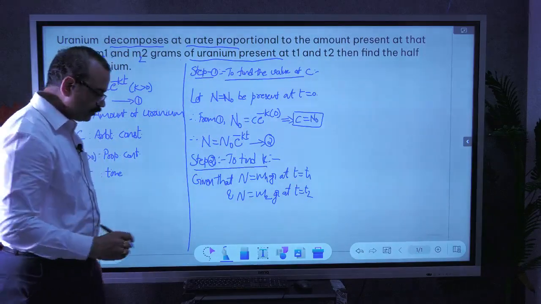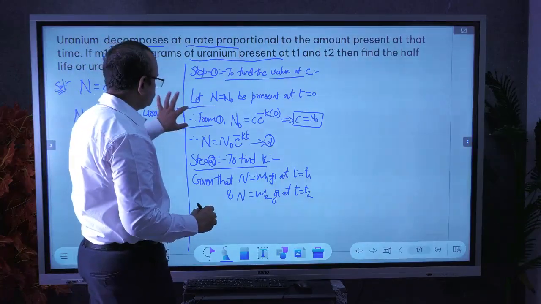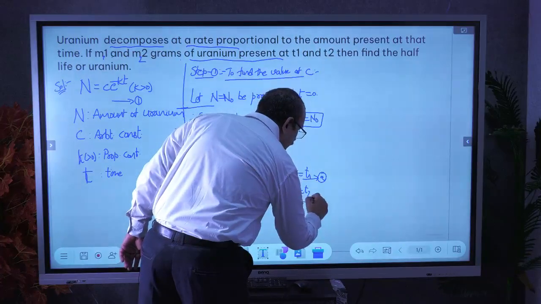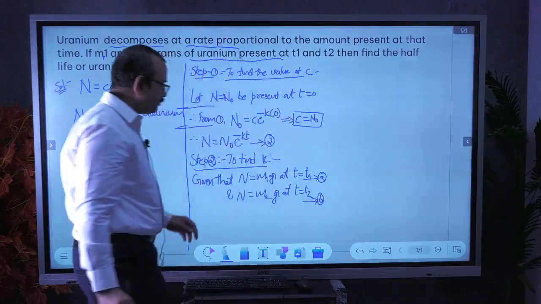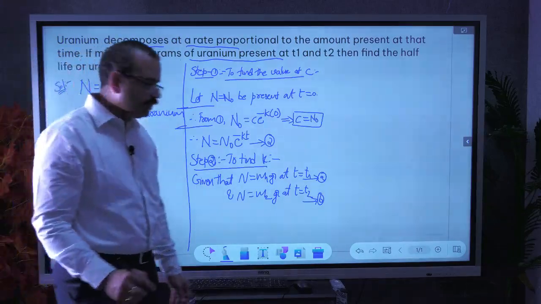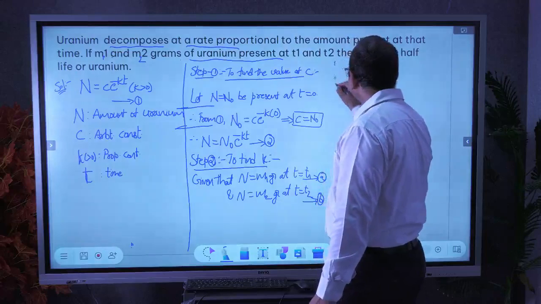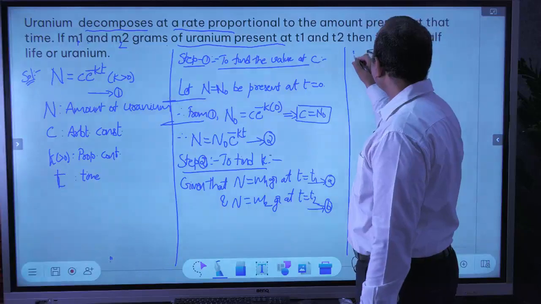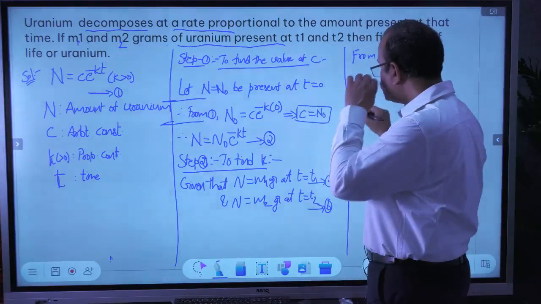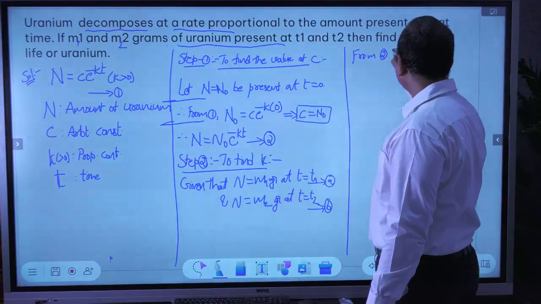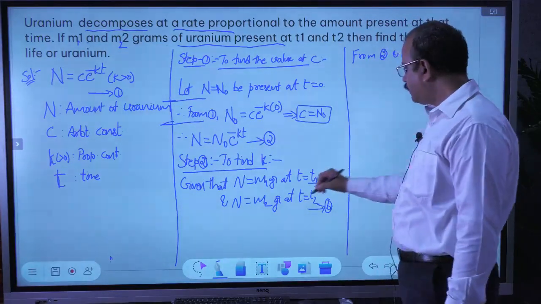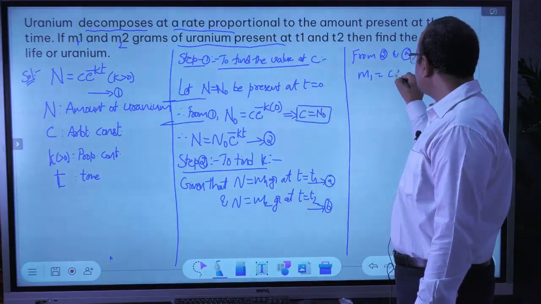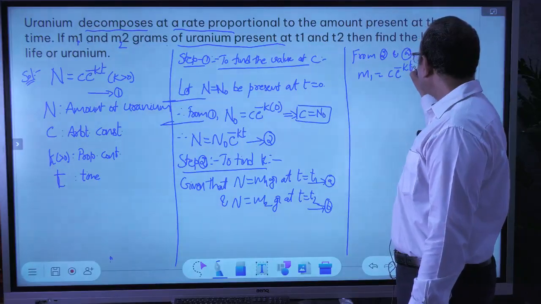Take these two as equation A and equation B. By using these two equations we will find the value of K. Just all of you observe this. From equation 2 and A, if you substitute the values we got in equation A, we will get N value is M1, so M1 is equal to C into e power minus k into t1.